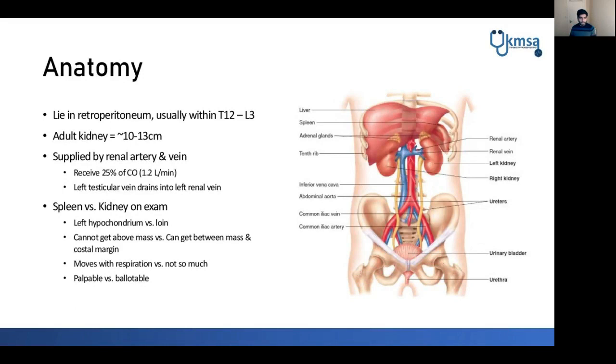It's supplied by, easily named, the renal artery and vein, and it takes a lot of the cardiac output per minute, about 25%, to try and clear all that blood.